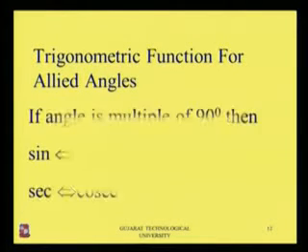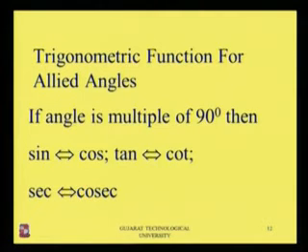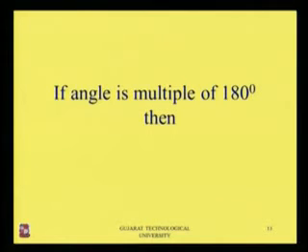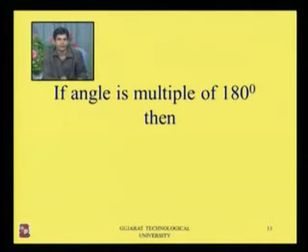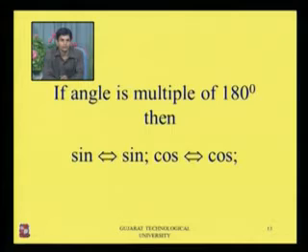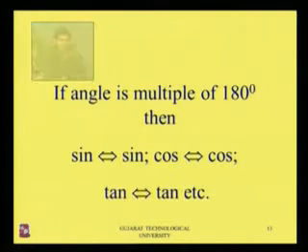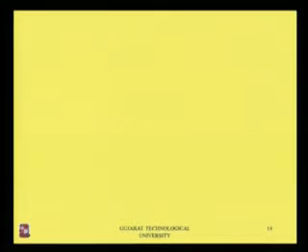Trigonometric functions for allied angles. If the angle is a multiple of 90 degrees, then sine will convert into cos, and cos will convert into sine, tan will convert into cot, and cot will convert into tan, sec will convert into cosec, and cosec will convert into sec. If the angle is a multiple of 180 degrees, then sine will convert into sine, cos will convert into cos, and tan will convert into tan.